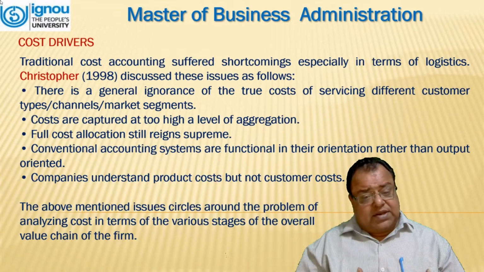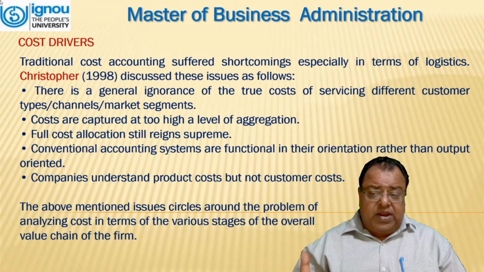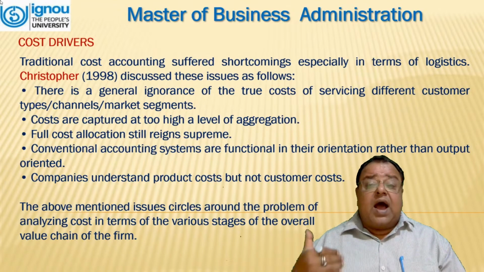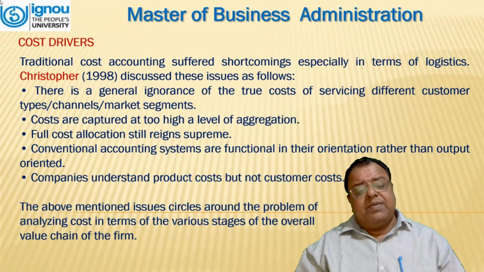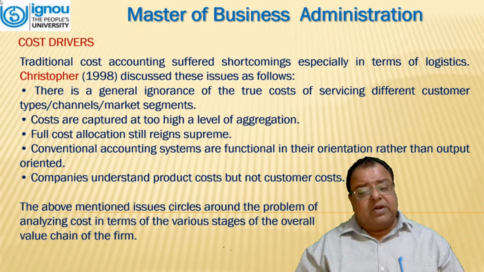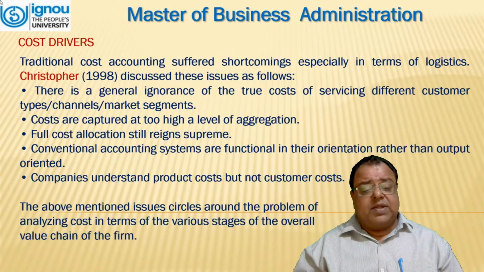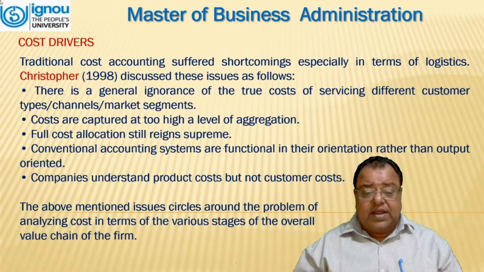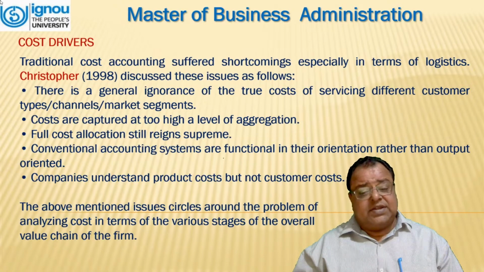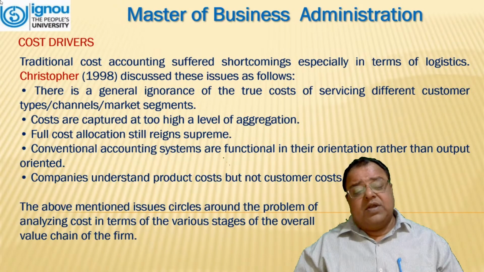Conventional accounting systems are functional in their orientation rather than output oriented. And companies understand product cost but not customer cost. The above mentioned issues circle around the problem of analyzing cost in terms of various stages of the overall value chain of the firm.